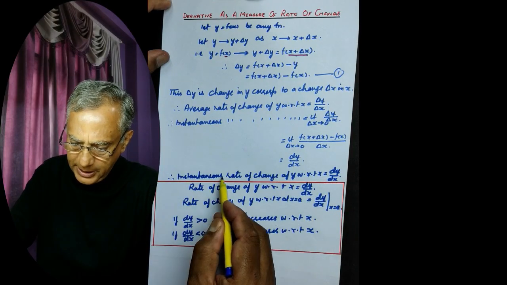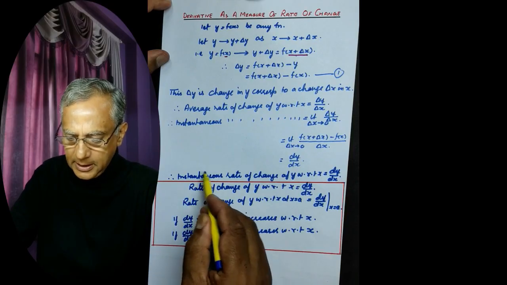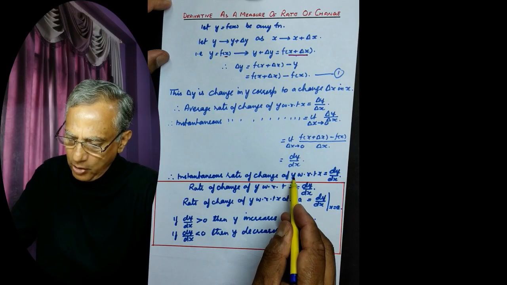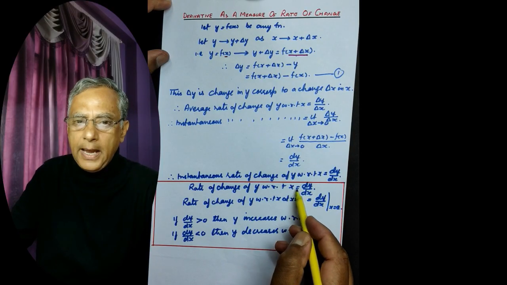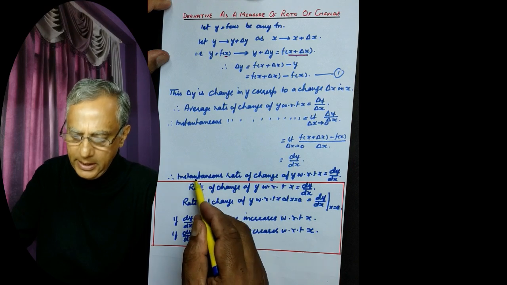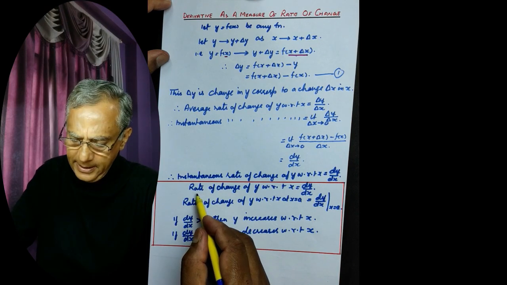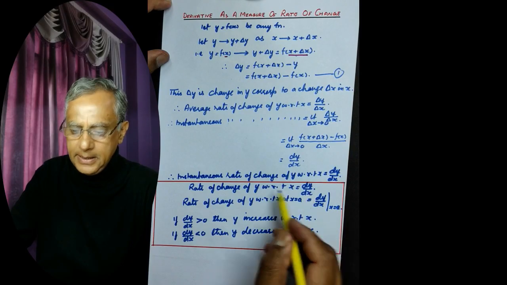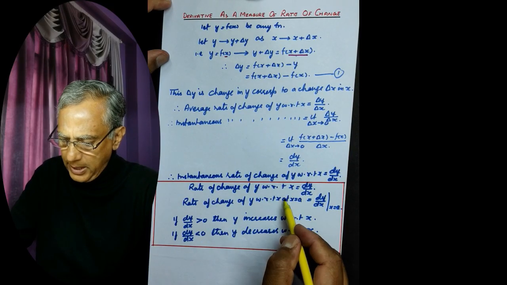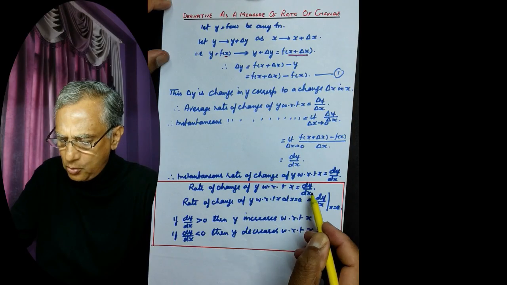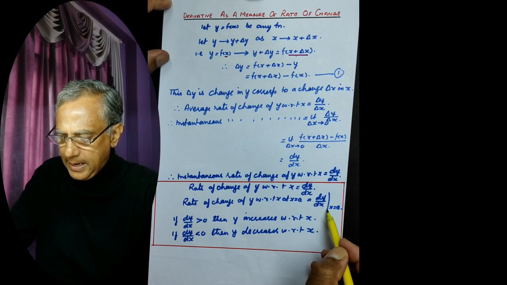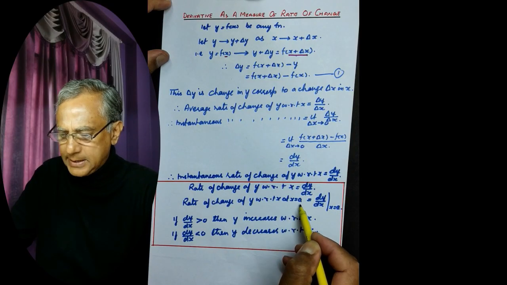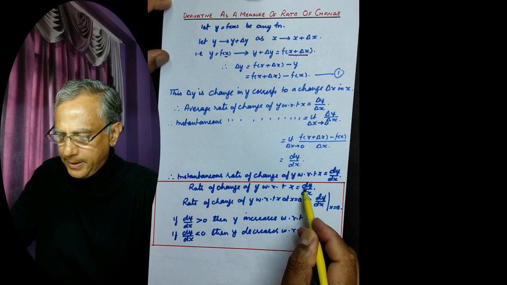The word instantaneous is sometimes dropped, and we simply write that the rate of change of y with respect to x is dy by dx. And the rate of change of y with respect to x at a particular point x equal to a is dy by dx at x equal to a.